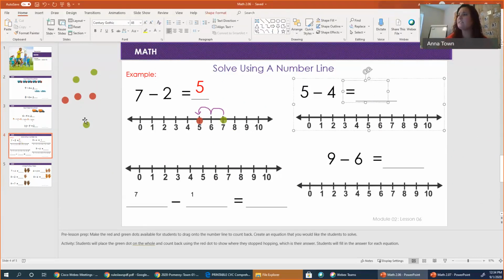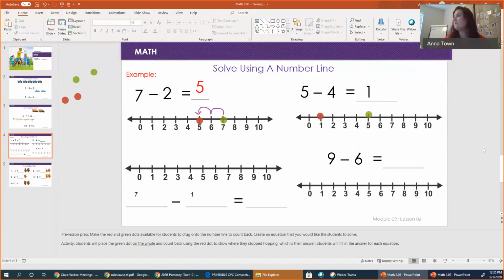Our equation here is 5 minus 4. So what we need to do is I'm going to take a green dot and place it on 5 because that's our starting number. Now we need to go backwards 4 times. So I'm going to use this red counter to jump 4 times. We jump from 5 to 4, that's 1. 4 to 3, that's 2. 3 to 2, that's 3. And 2 to 1, that's 4. So 5 take away 4 is 1.